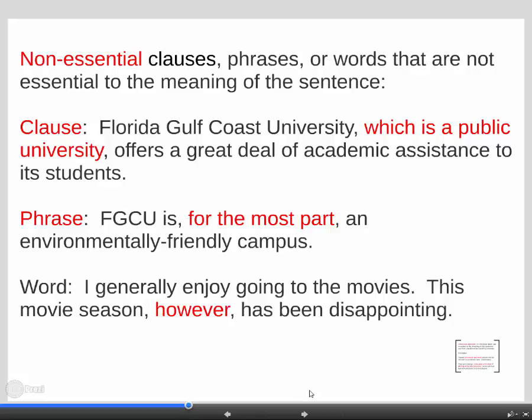Last one, we're just with a word. I generally enjoy going to the movies. This movie season, however, has been disappointing, right? That's a transitional word. It's really emphasizing the purpose, I guess, of that part of the sentence, but it's not essential.